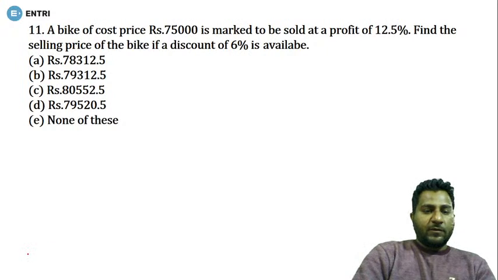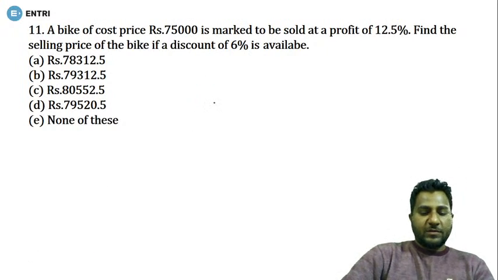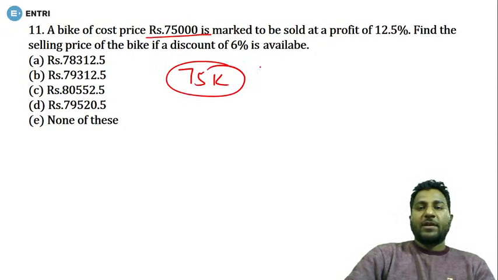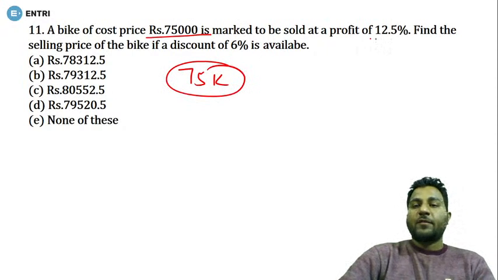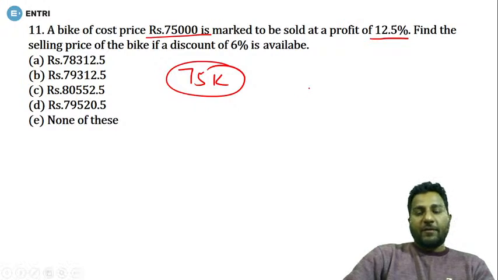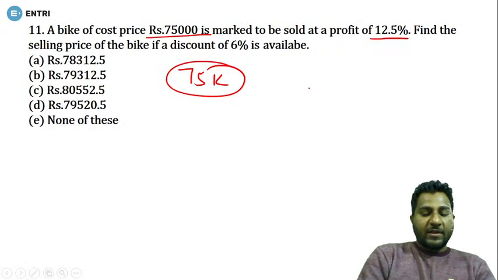This session is full of technical issues, so inconvenience is regretted at the moment. A bike of cost price 75,000 is marked to be sold at a profit of 12.5%. Okay, 793. So I think it is a huge data. Yes, absolutely correct.